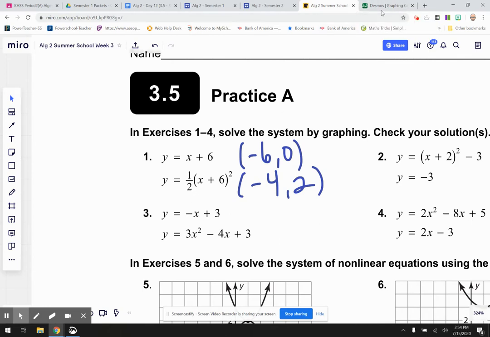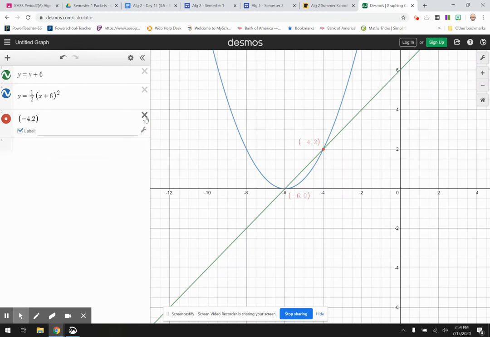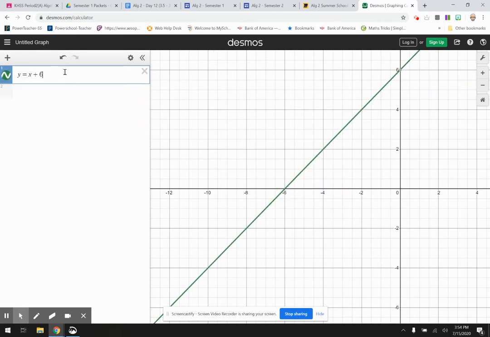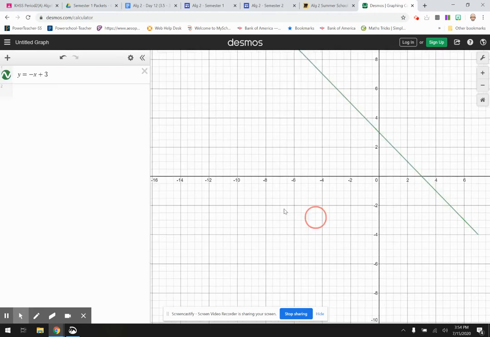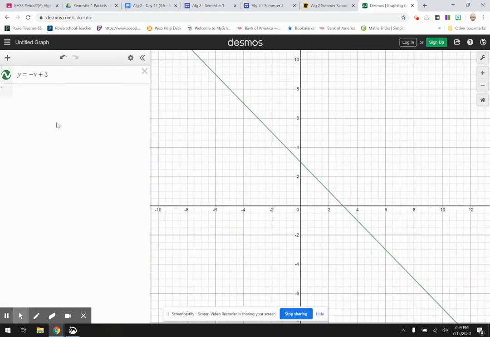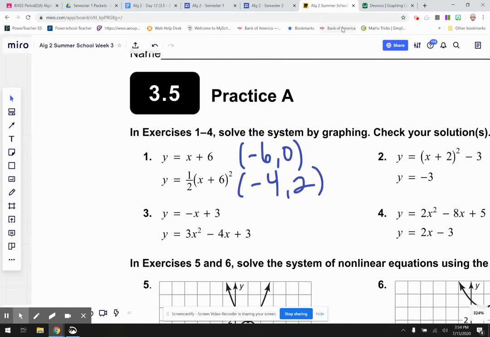Negative x plus 3. Let's get rid of everything here. Y equals negative x plus 3. So that's a negative slope. So you can see it sloping downward. Negative slopes.